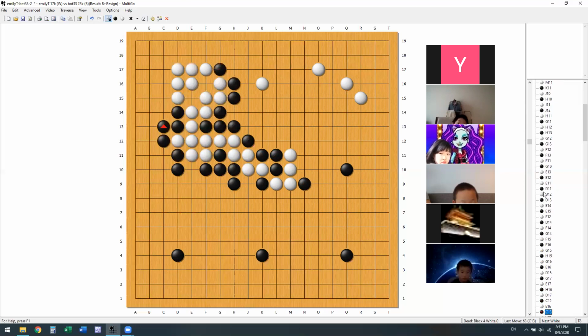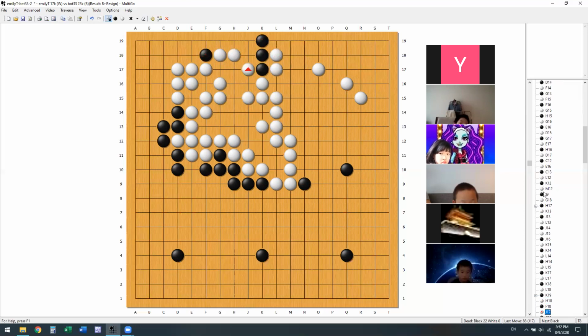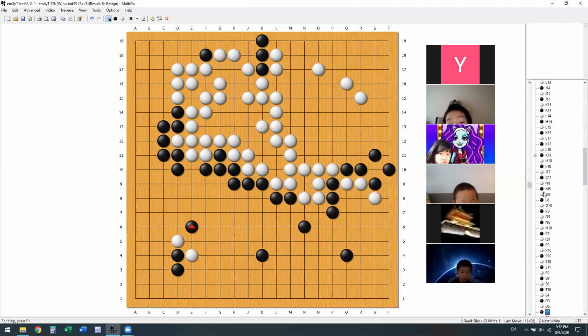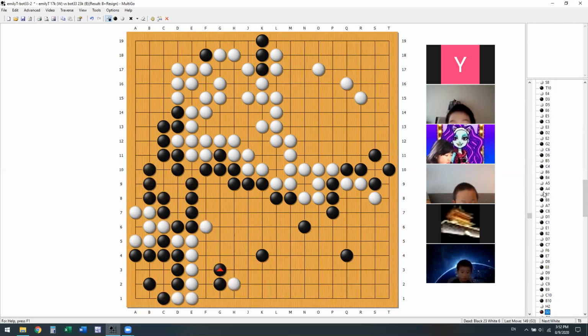Emily did a very good job here. He has killed all these stones. A big success. Yeah, as I said, why did Emily lose the game is because of this. So even now, there is some chance. Okay, right now it is white to go.